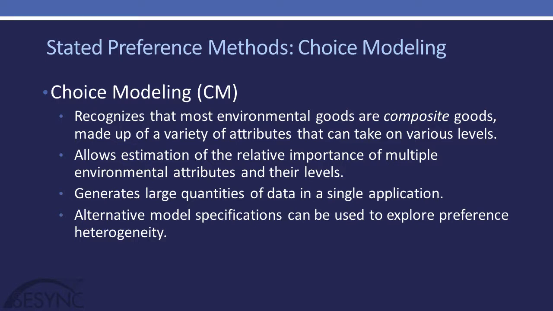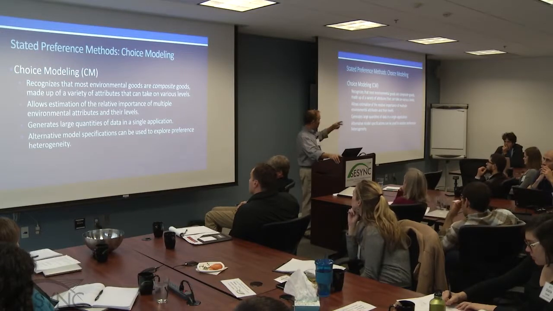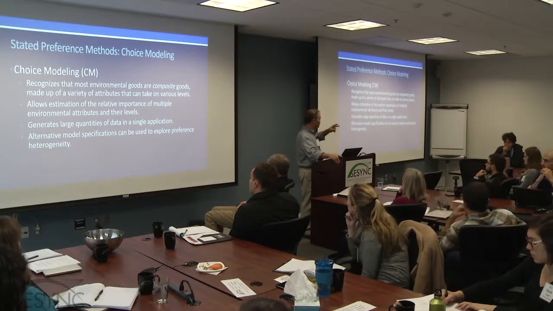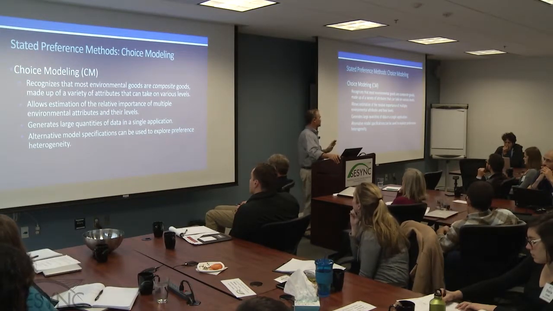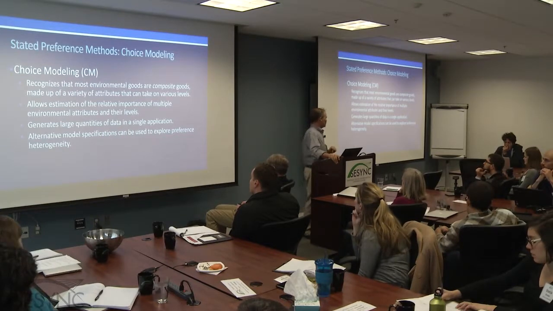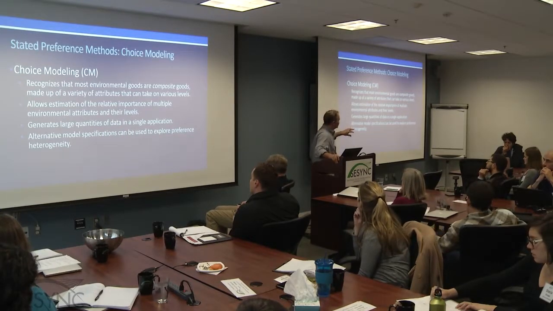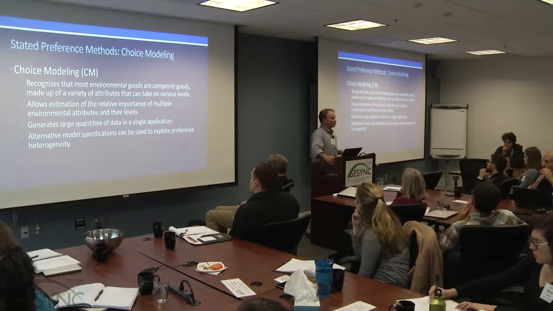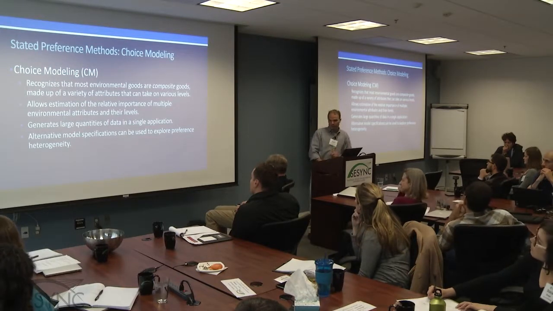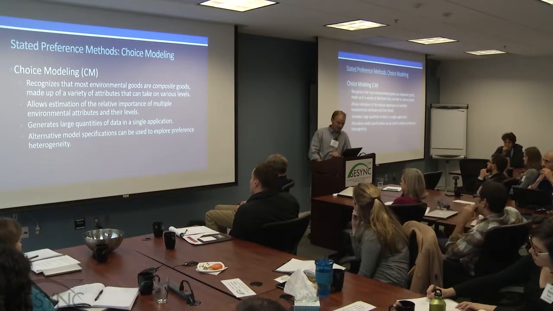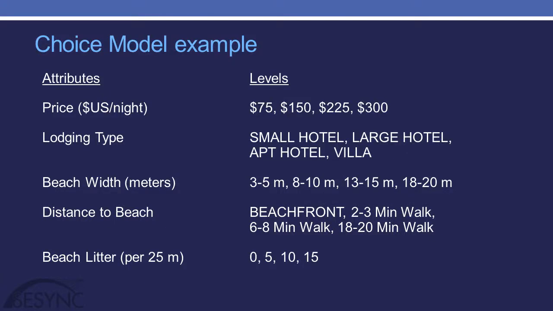Choice modeling is gaining a lot of favor among those of us that do non-market valuation. It has a lot of advantages. It recognizes that most environmental goods are composite goods, with lots of different attributes at various levels. It allows us to understand the relative importance of different attributes. We get a lot of data in a single application, and there are a lot of different ways that we can explore preference heterogeneity when you get into the econometrics, the statistics. Here's an example from some of my work.